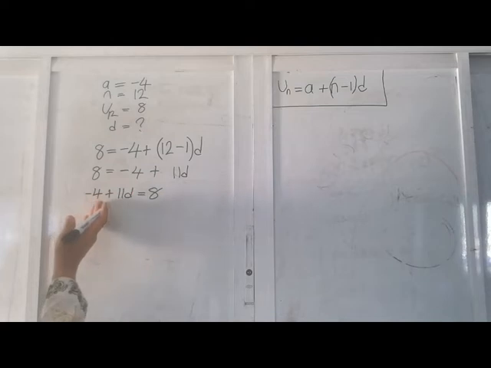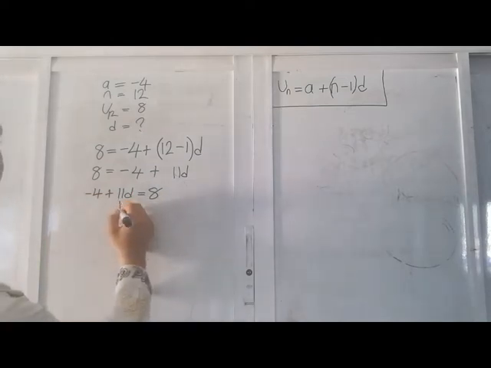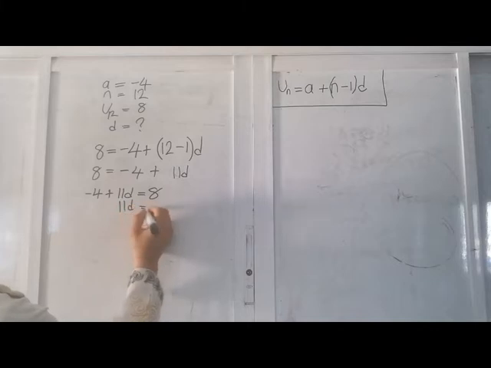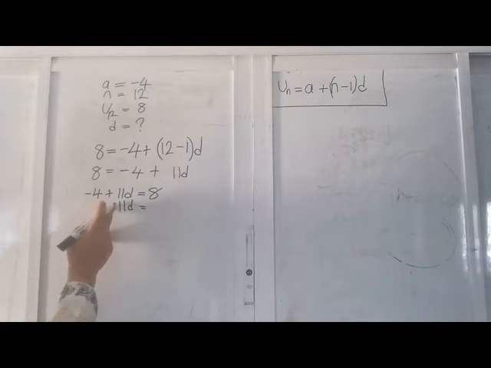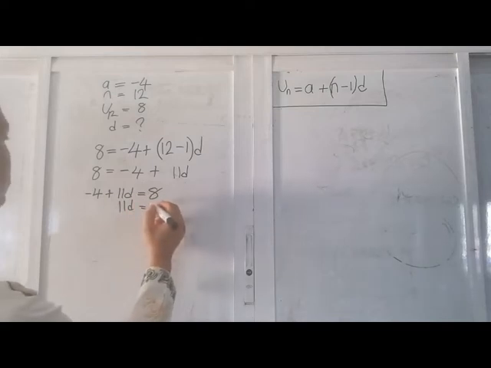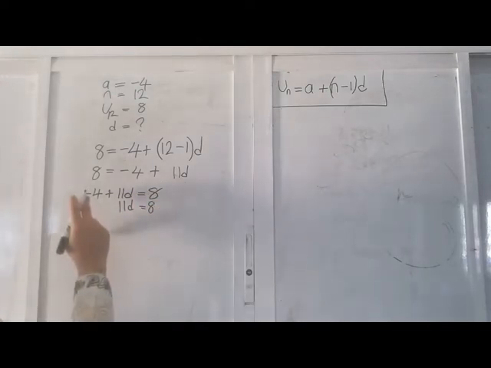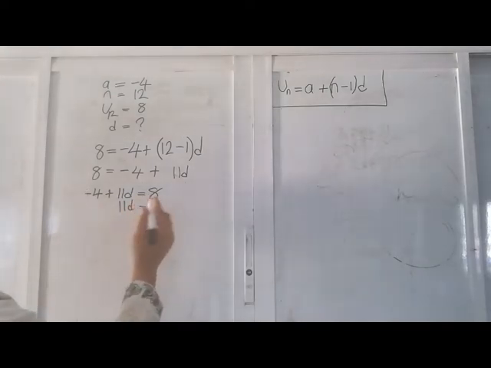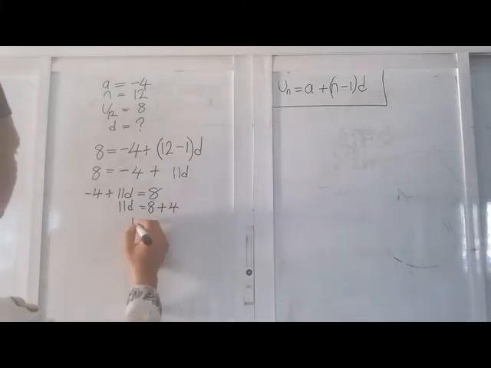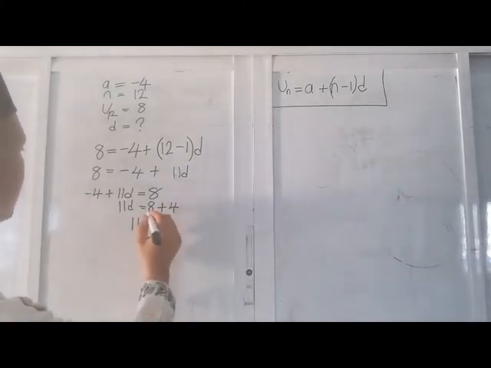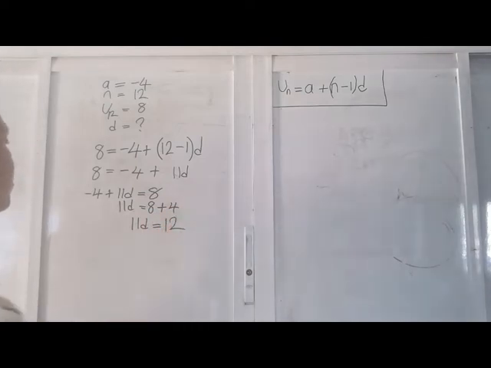So 8 and 4 do not have any d, so they are like terms. So I will now have 11d. Remember, since 11d is the only term here, I might forgo the plus. No need to write the plus. Since there is no minus in front of it, it means it's a plus. So 11d equal to 8 minus 4. When it crosses this equality sign, it becomes plus 4. So it will give me 11d equal to 8 plus 4, which is 12.